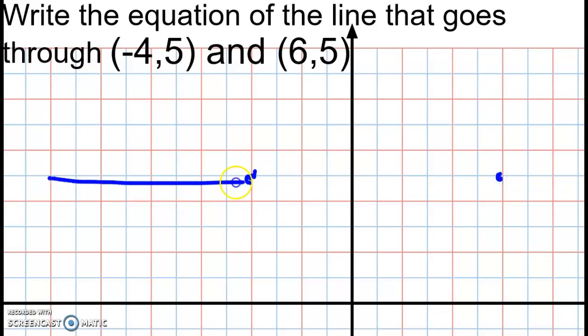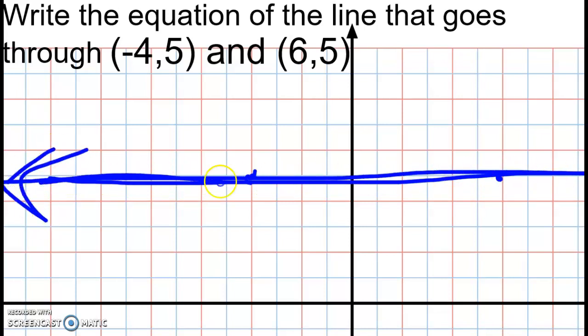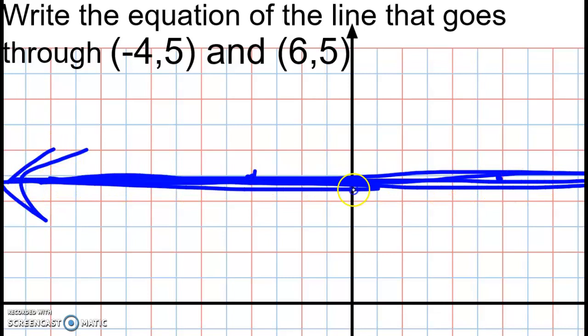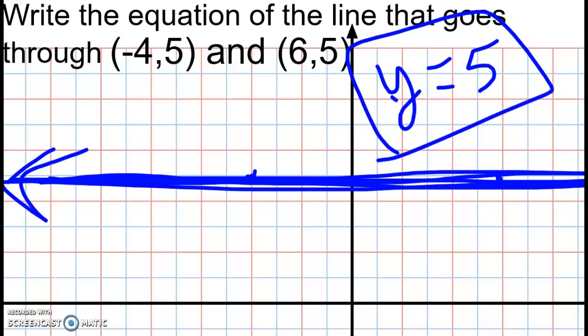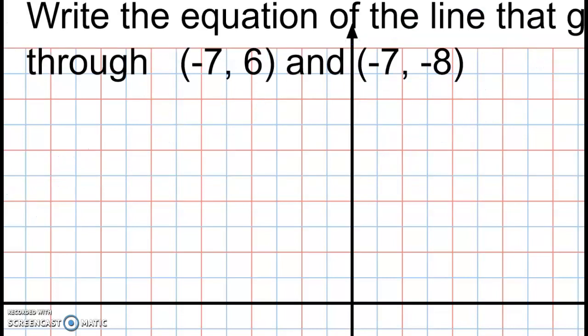If I would draw that line, it's this horizontal line where the y coordinate is always 5. X could be anything, but the y coordinate is always 5. Guys, that's a special case. The slope there is 0. Okay, that's a 0 slope. It's not steep at all. It's a 0 slope.